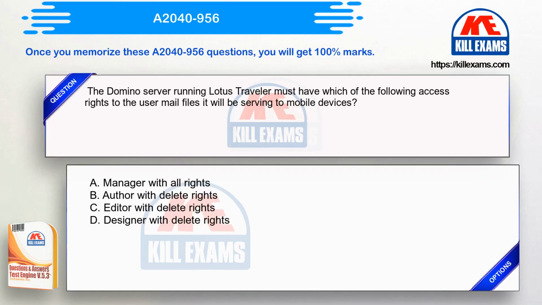The Domino server running Lotus Traveler must have which of the following access rights to the user mail files it will be serving to mobile devices? Option A. Manager with all rights. Option B. Author with delete rights. Option C. Editor with delete rights. Option D. Designer with delete rights.